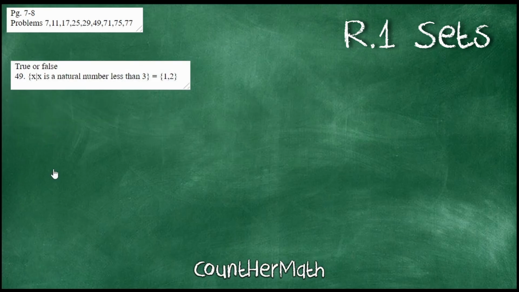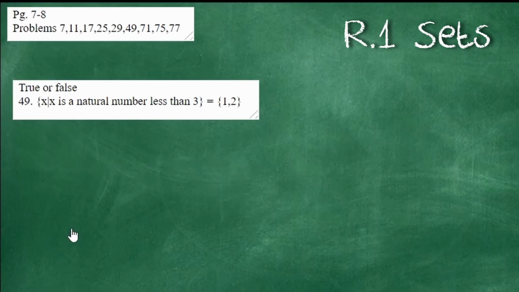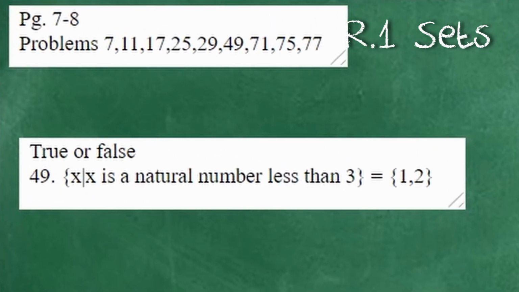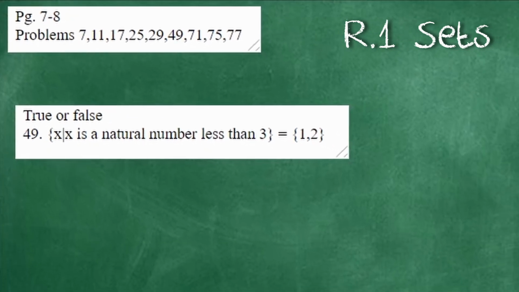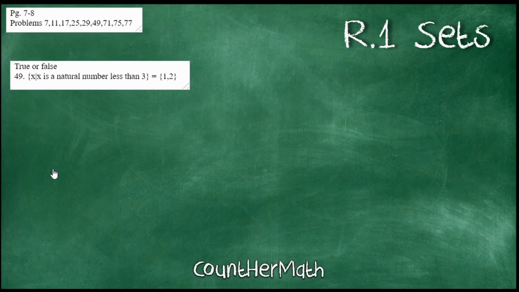Question 49 is true or false. The set of all elements x such that x is a natural number less than 3 is equal to the set {1, 2}. Is this true or is this false? Natural numbers start at 1 and they go 1 at a time, so 1, 2, 3. And it needs to be less than 3. 3 is not less, so we're just doing the first number in the natural numbers, which is 1, and then 2, and then we're done. So this is very much a true statement.